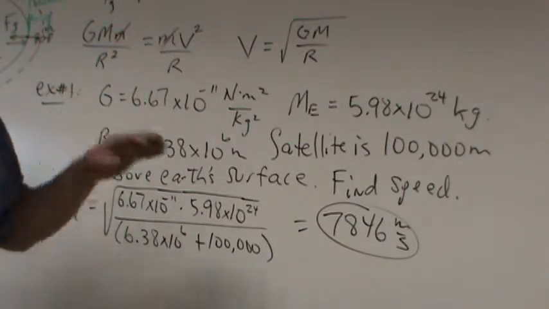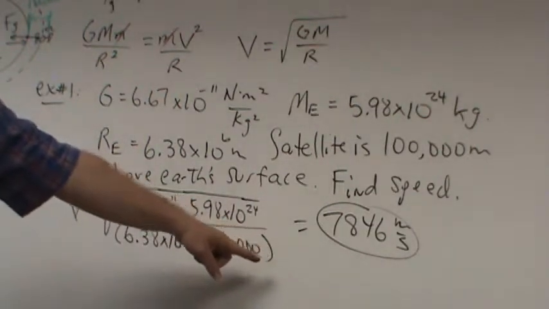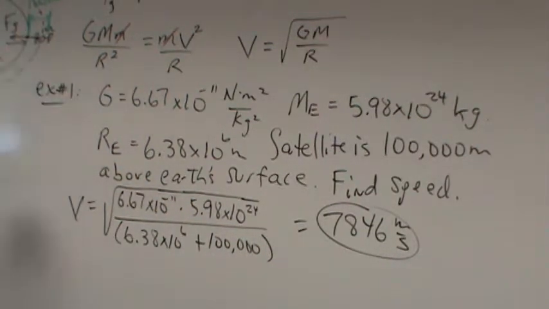Okay, well, now that we've got your speed, and that's pretty darn fast. If you want to go around in a circle, you're going to have to be going pretty darn fast to go around in that circle. So that's how fast those spy satellites go.